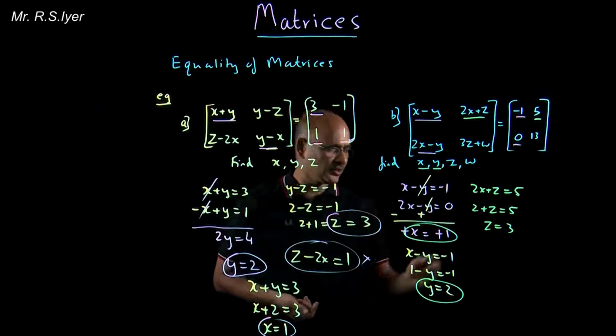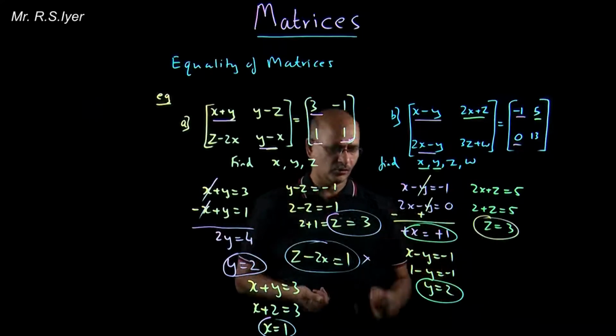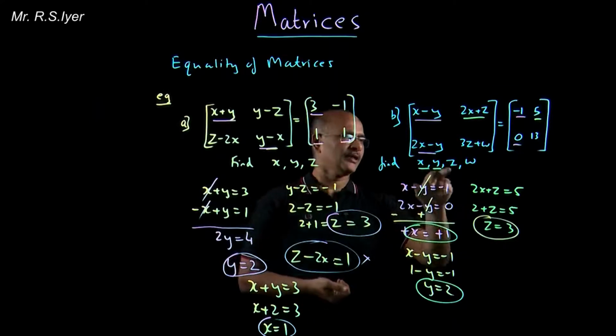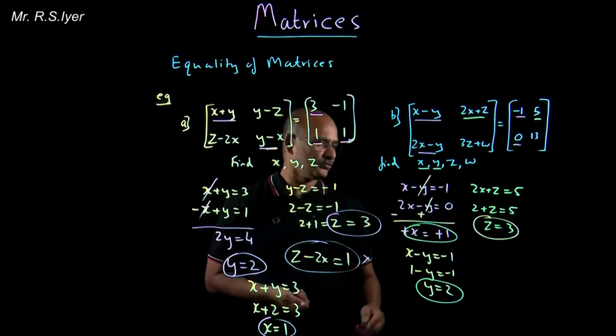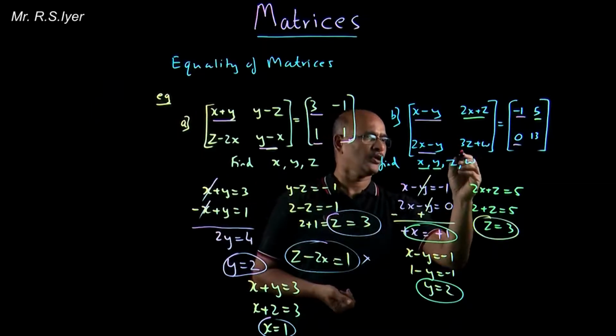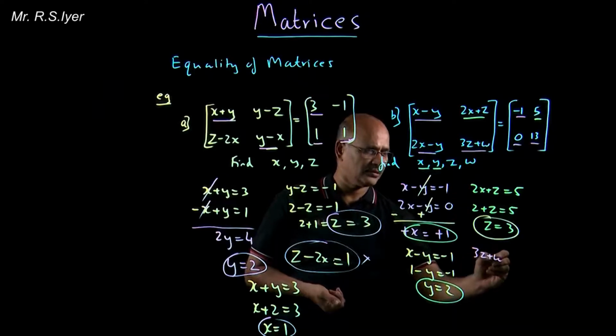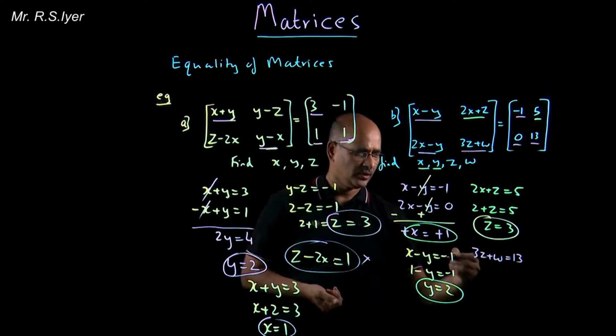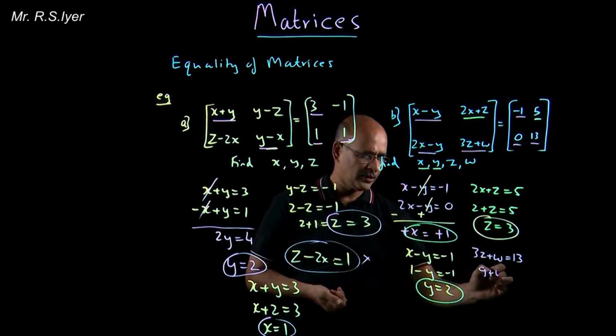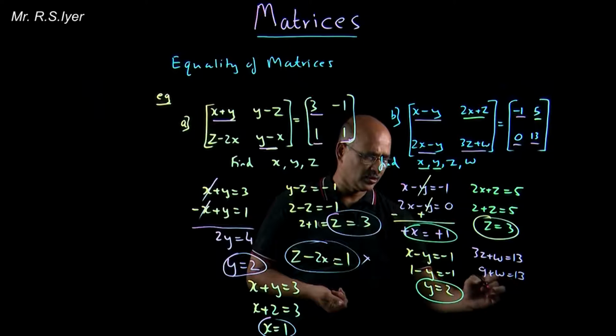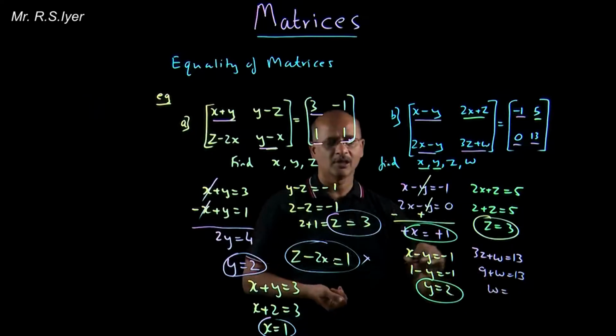So what you got in this case? You got the z value also, right? So I have to get w now. So look at the fourth element, children. So fourth element also can work out. Fourth is equal to the fourth one. So I can say 3z plus w is equal to 13. So I already got z, that is 3, 3 3s are 9. So 9 plus w is equal to 13. So I think w is nothing but 13 minus 9.